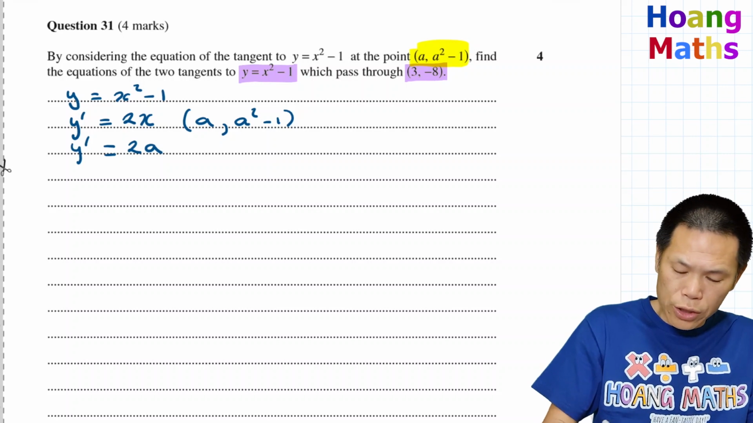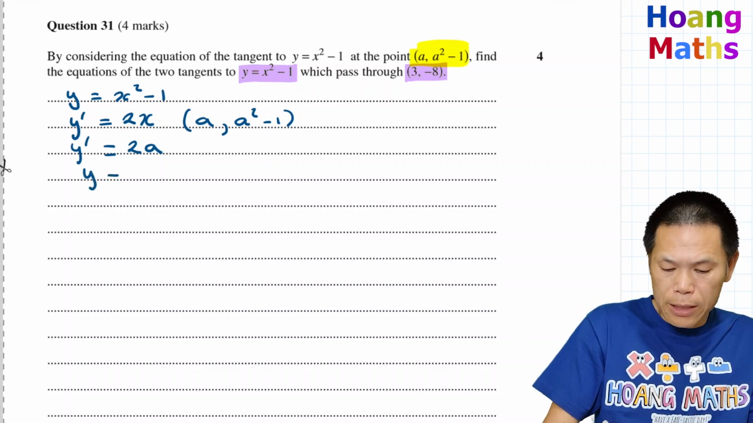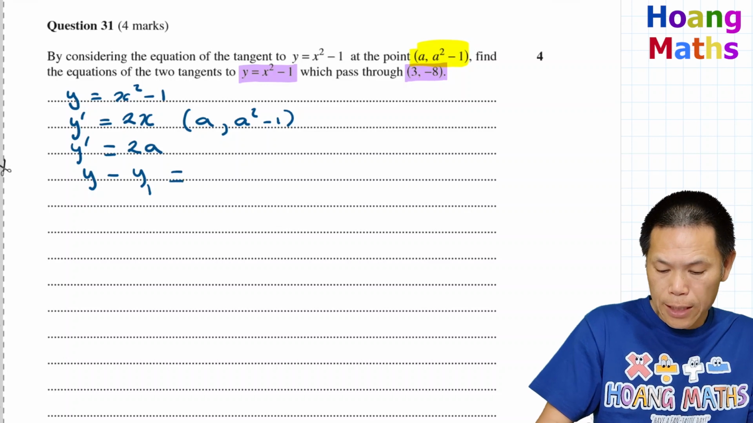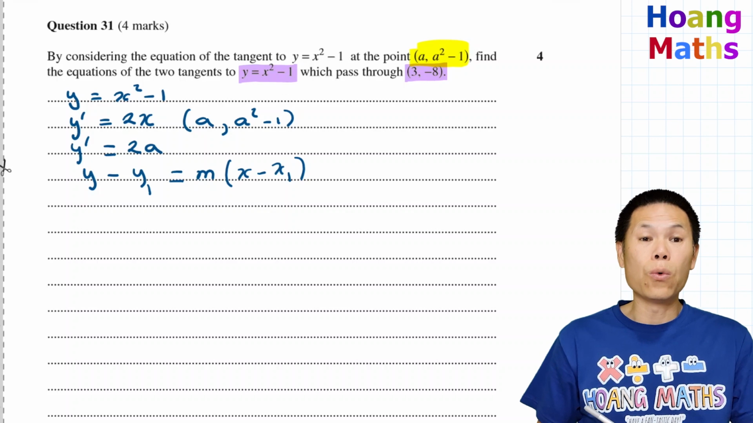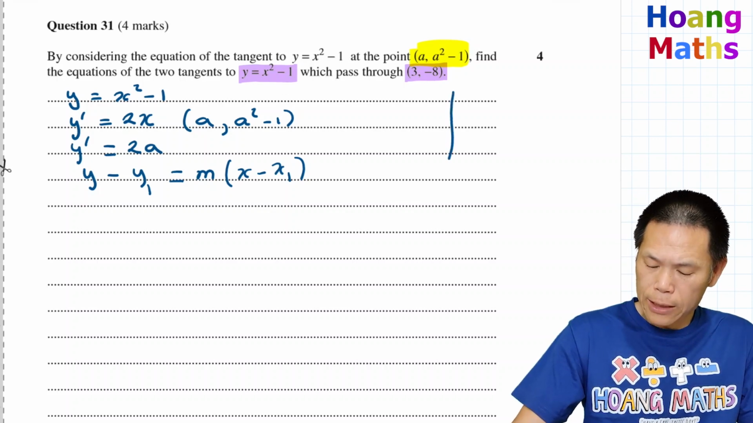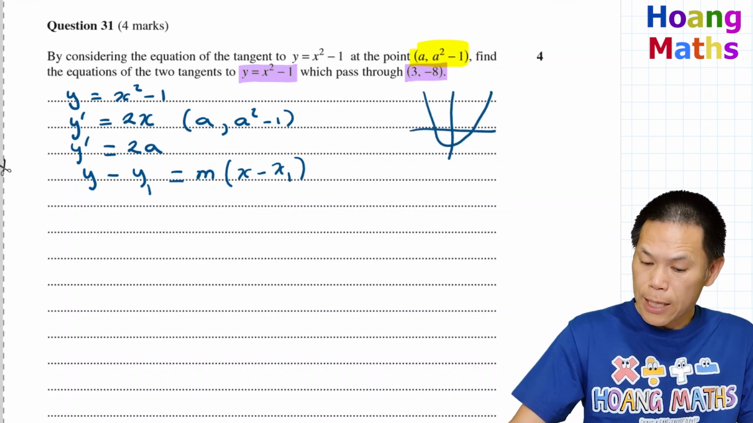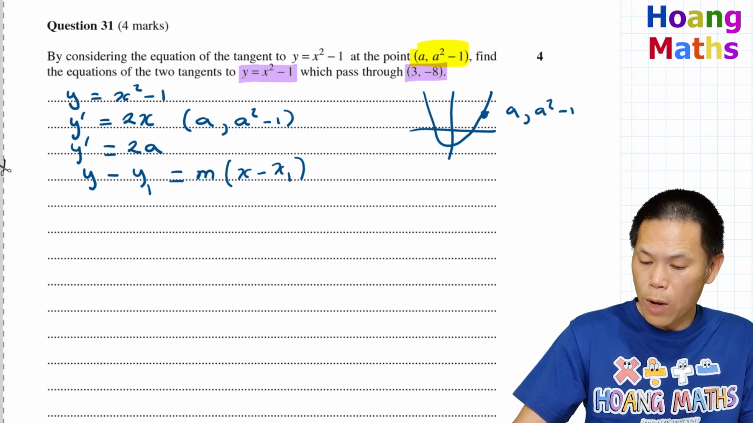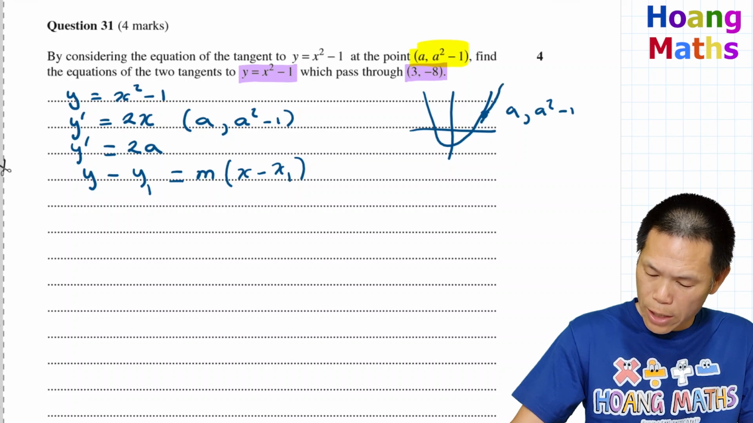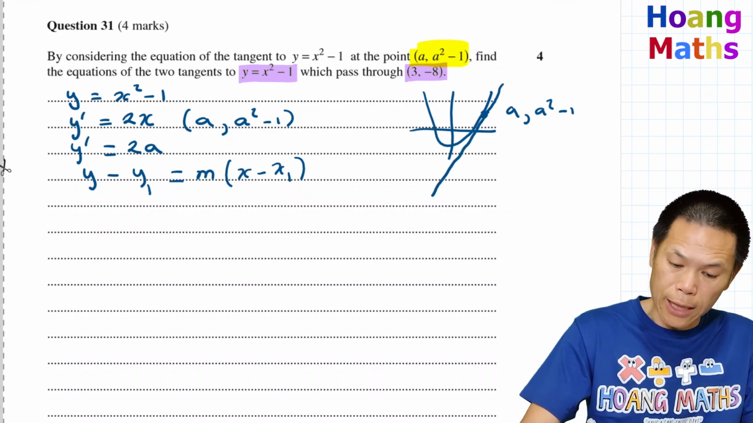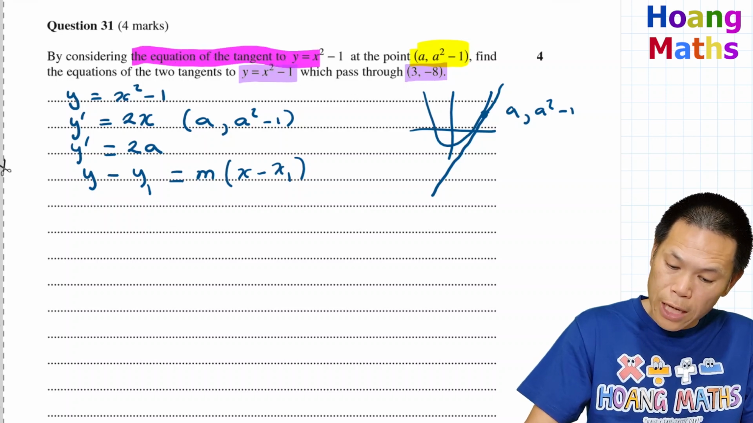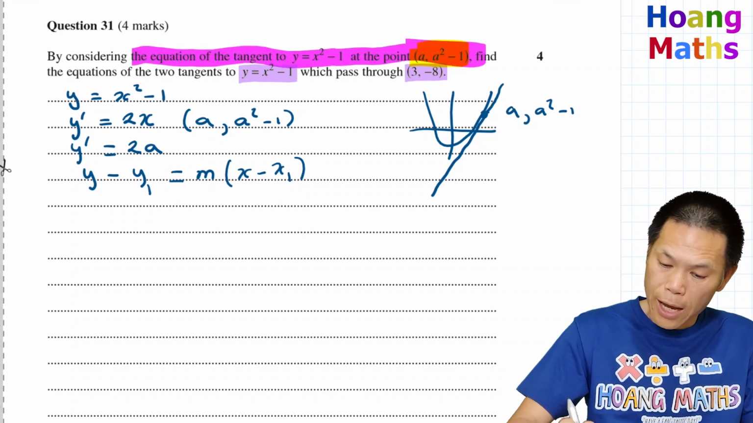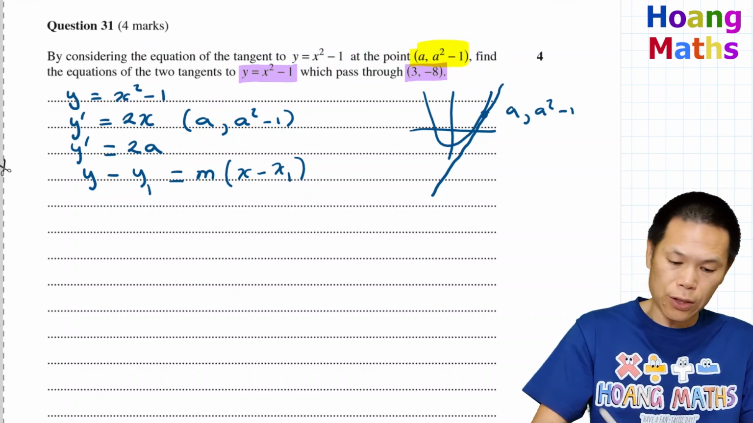So to find the equation of the tangent, y minus y1 is m(x minus x1). So what it means is this, okay? So we have a parabola like this, and this point here is (a, a squared minus 1), and we just need to find the equation of the tangent at that point. So that's what that meant. The equation of the tangent at this point here, (a, a squared minus 1). Let me just find this first, okay?